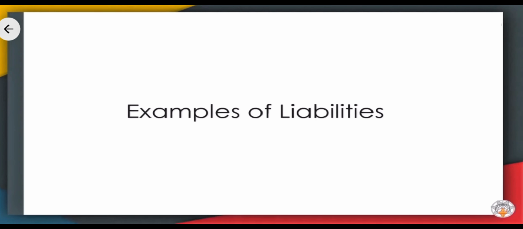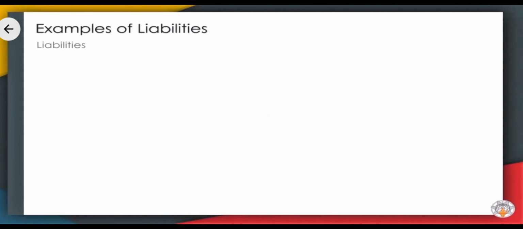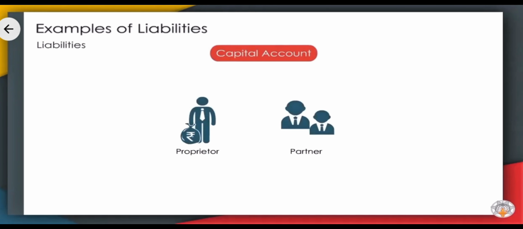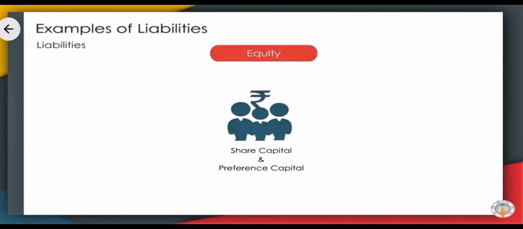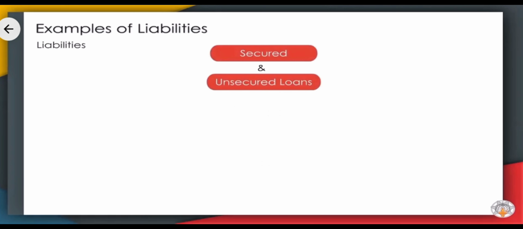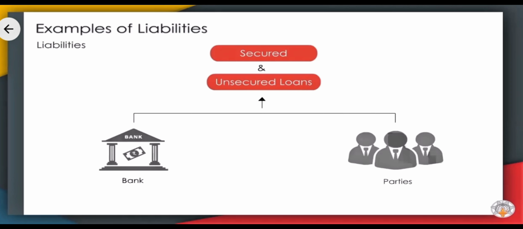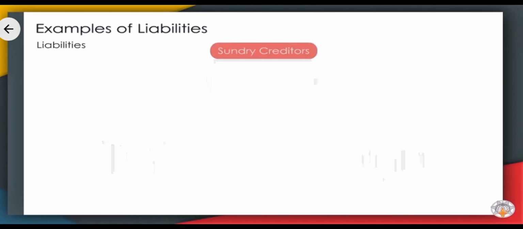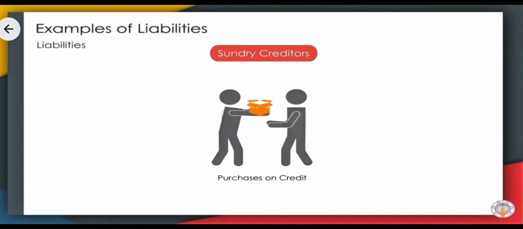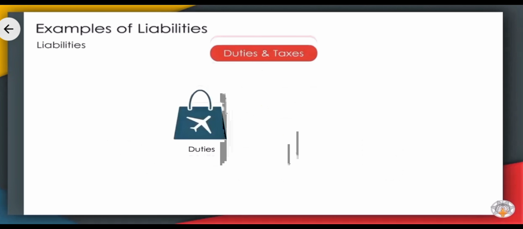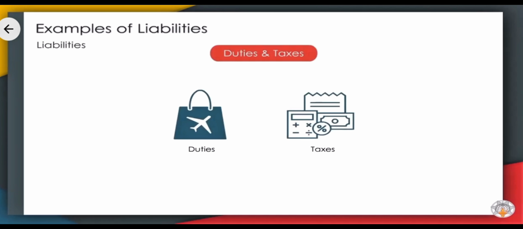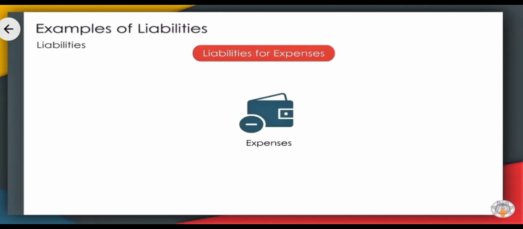Examples of liabilities. Liabilities: capital account, proprietor or partner, equity share capital and preference capital, secured and unsecured loans, loans taken from banks and other parties. Sundry creditors, purchases on credit, duties and taxes, liabilities for expenses.